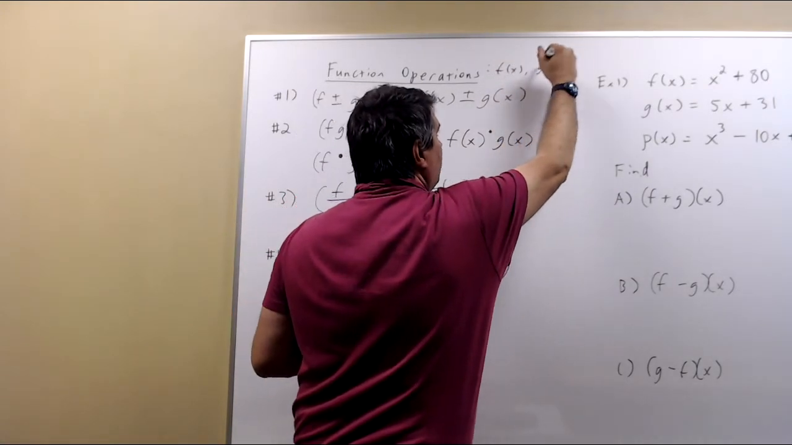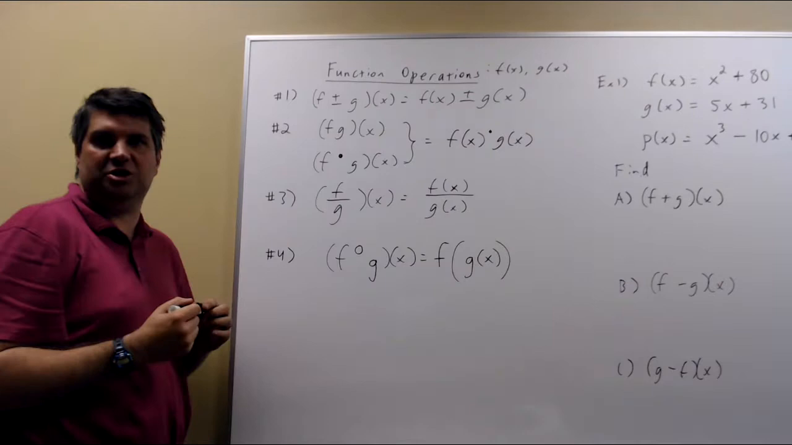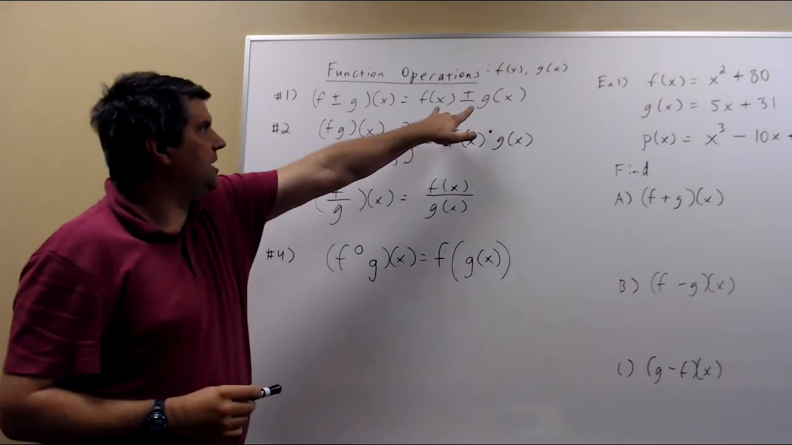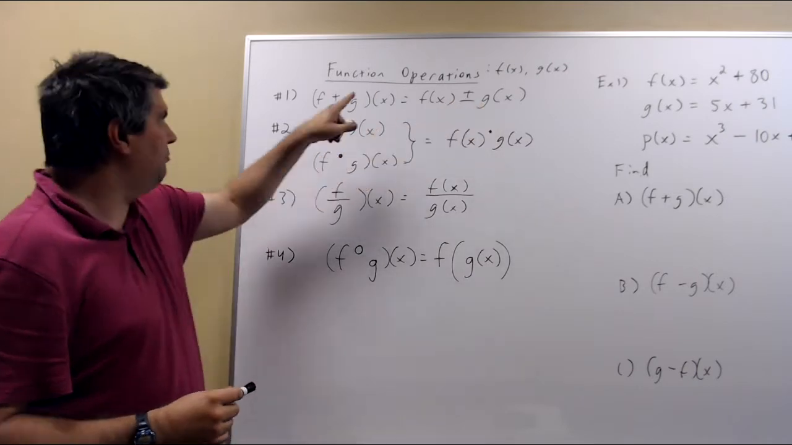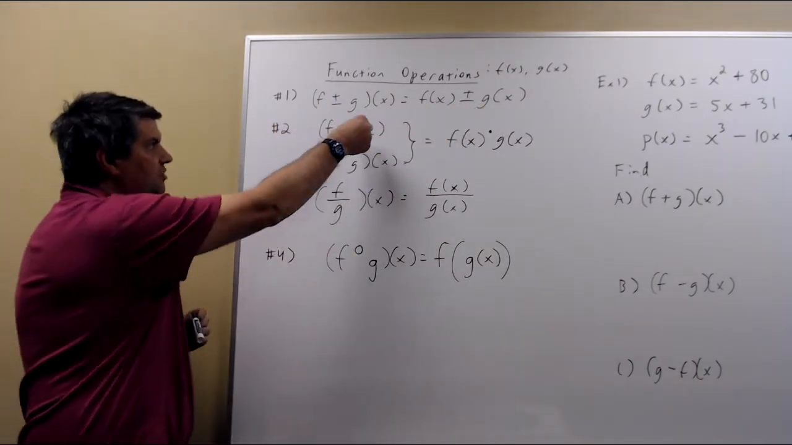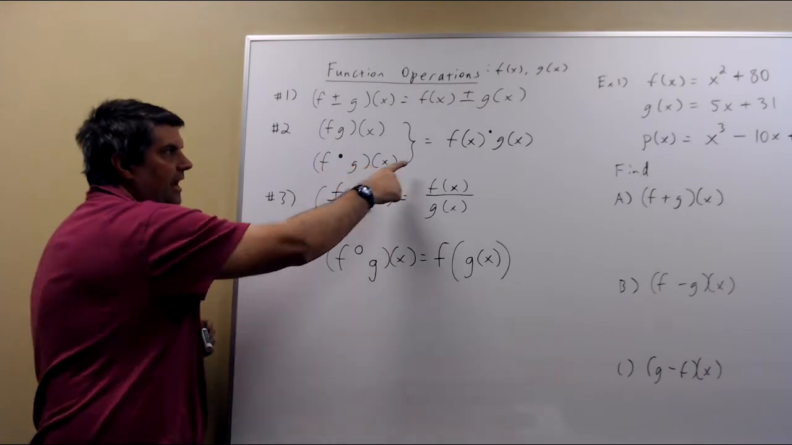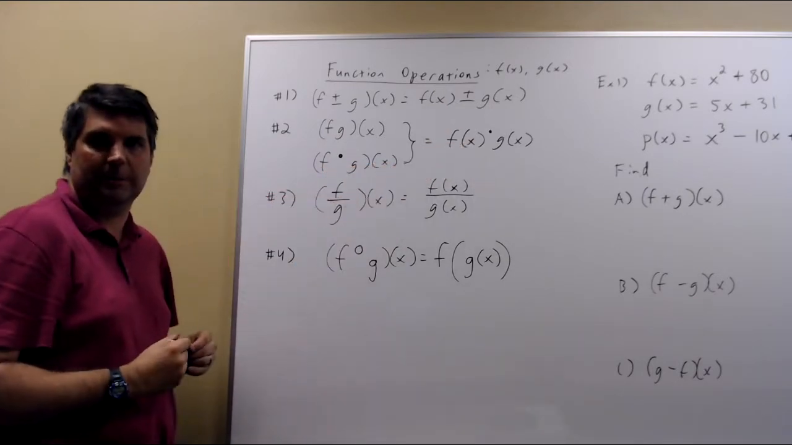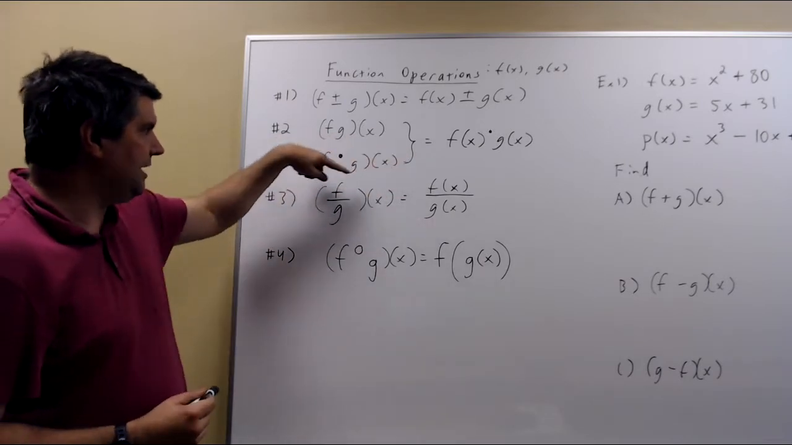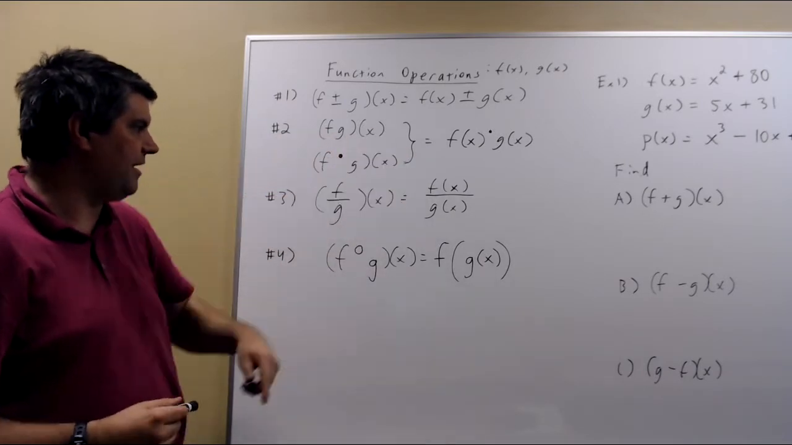If you're given f of x and g of x, so these are my two functions, you will be given f of x and g of x. F plus g of x means you simply add the functions. F minus g of x means you subtract the functions. F times g of x means you multiply the functions. F over g of x means put f of x over g of x.